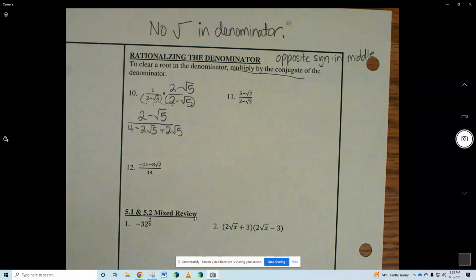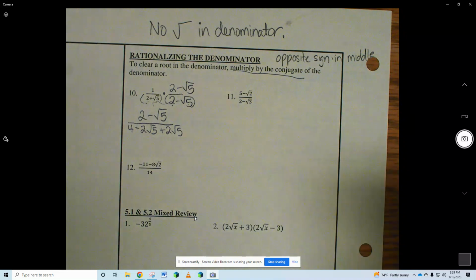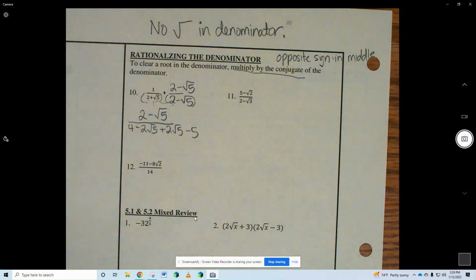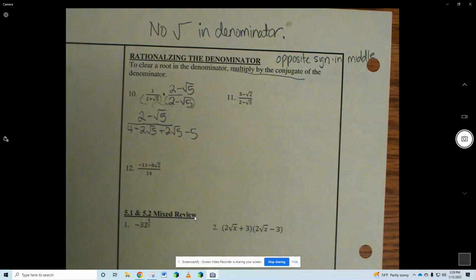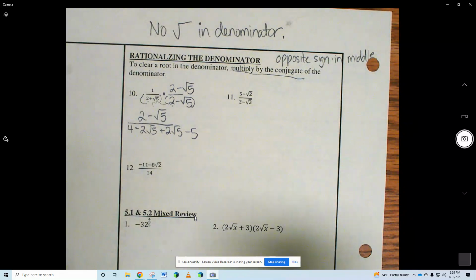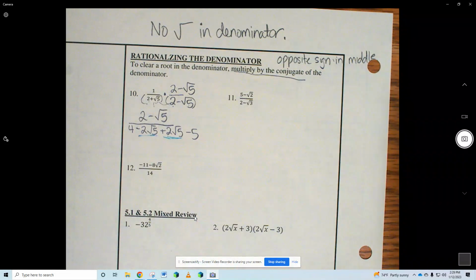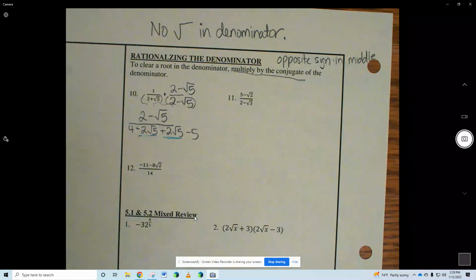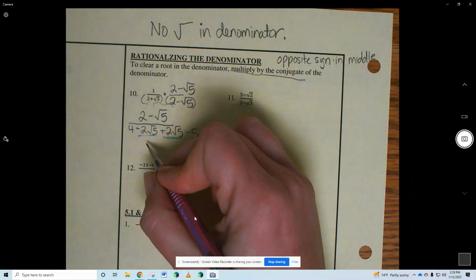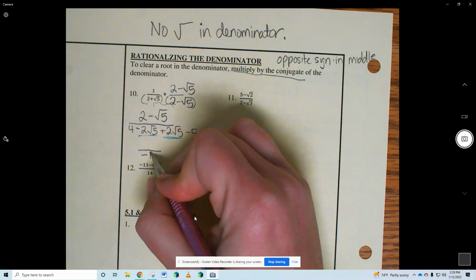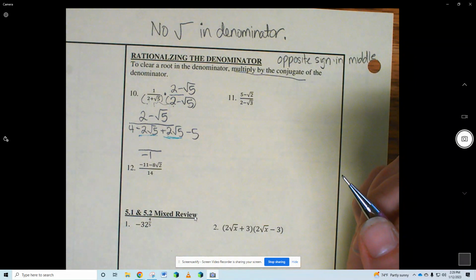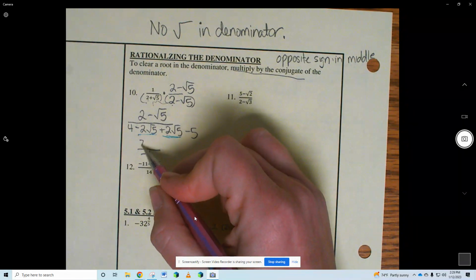Ooh. Positive radical 5 times negative radical 5. Negative, take a break. Negative what? Negative rad 25, which becomes negative 5. A lot happens. Like these two cancel out. So then all I'm left with is 4 minus 5 at the bottom. So 4 minus 5 is negative 1. The top, nothing changed. 2 minus rad 5.